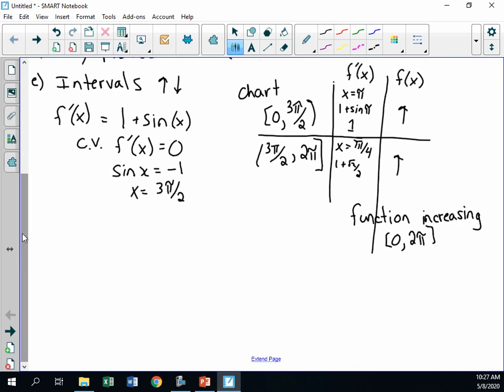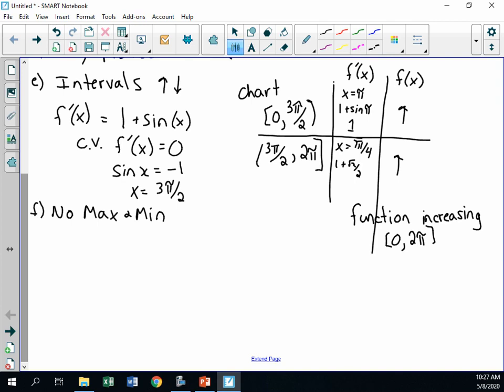Then we have to check our max and mins. But we do know what those endpoints are, 0 and 2 pi. We want to know what those values are, the endpoints, which we will graph.